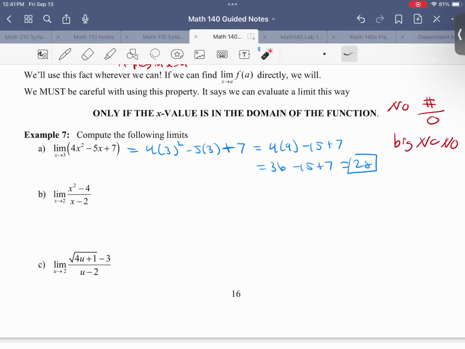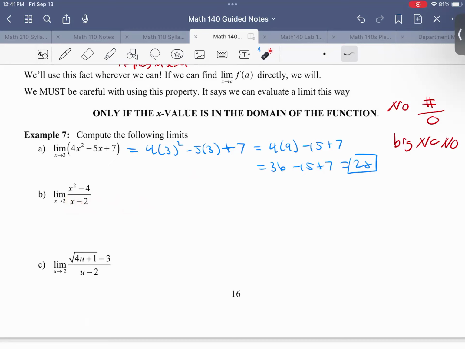Okay, so x approaches 2, x squared minus 4 over x minus 2. So if I plug in 2, what's going to happen? Well, I'm going to get a 0 on the bottom. So I can't plug in 2. If you plug in 2 and you end up with 0 on the bottom, it's incorrect. Okay, so can't plug in 2, can't have 0 on the bottom.